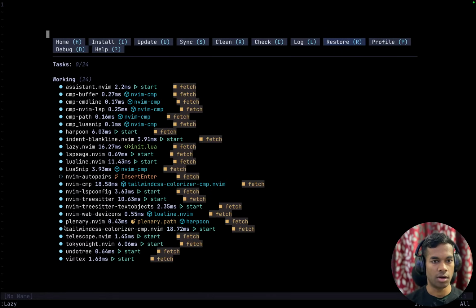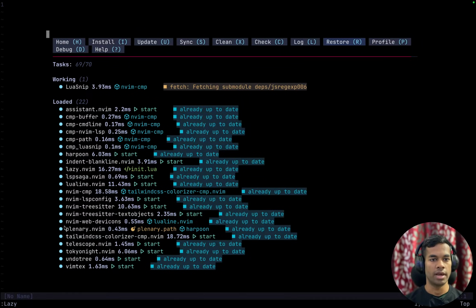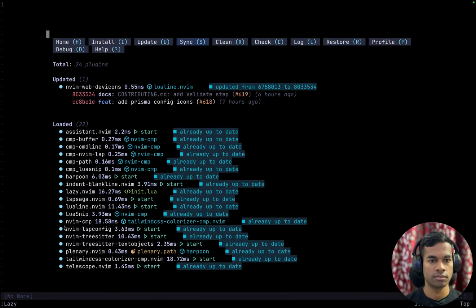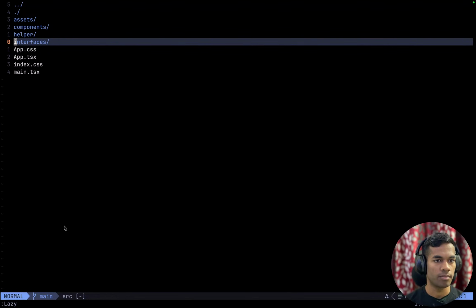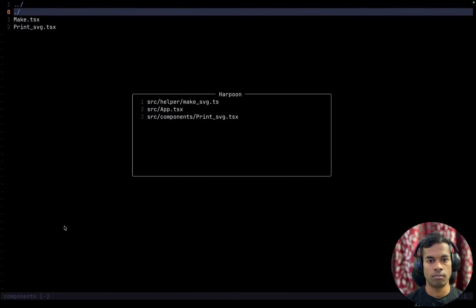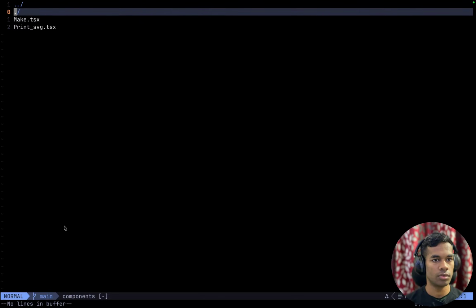There is some update in Vim plugins. Okay. Hmm. Harpoon.